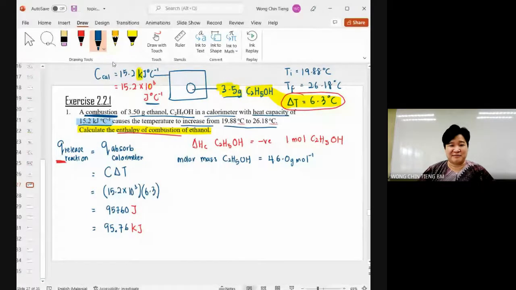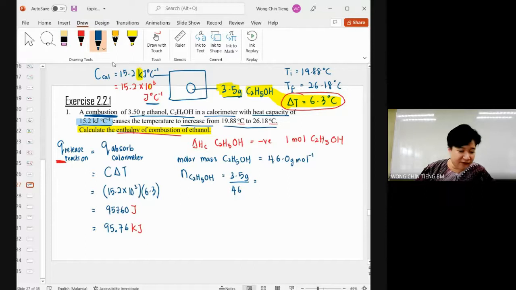Clever, right? Because I'm too lazy to wait for calculating the molar mass. So to get the number of mole, you use the mass, the 3.5 gram, divided by the molar mass. The number of mole that you get is 0.0761 mole. And this is the mole that you use to release this much energy. So mole ratio comes in.